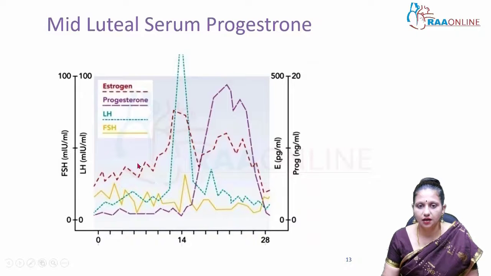Now this is how the progesterone levels look like. Okay, so there is a rise in the progesterone levels at around day 21, and this plateaus at around day 21. So if they are high, more than 20, they suggest that it is around day 20-21. That means ovulation has happened.